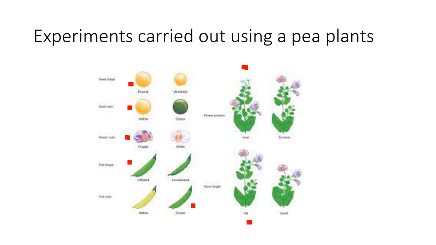The traits that are marked in red are dominant traits. Seed color being yellow, seed shape being round, flower color being purple, pod shape being inflated, pod color being green, flower position being axial, and stem height being tall. All of these traits are dominant traits. And the recessive ones are the traits that are hidden within the individual and will reappear in the progeny of the hybrid offspring.